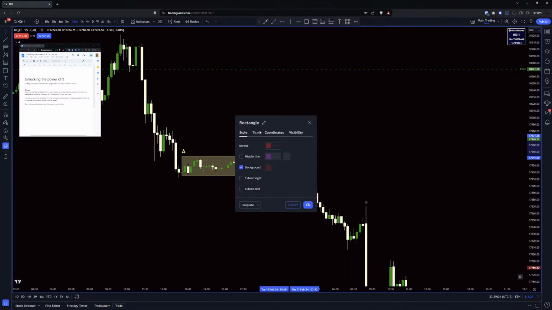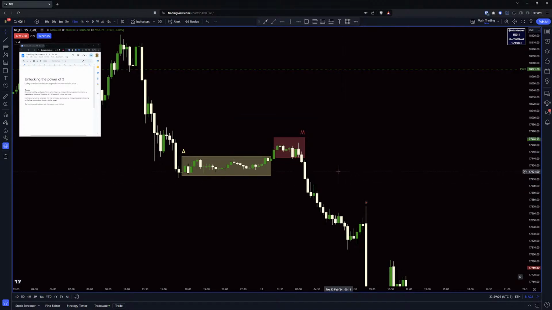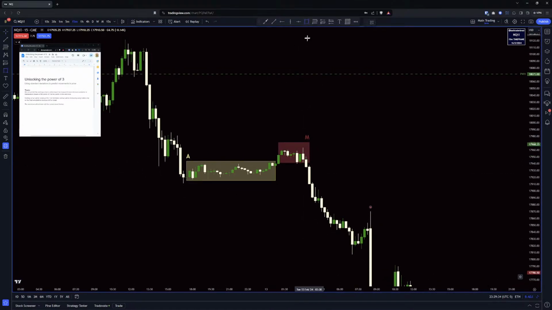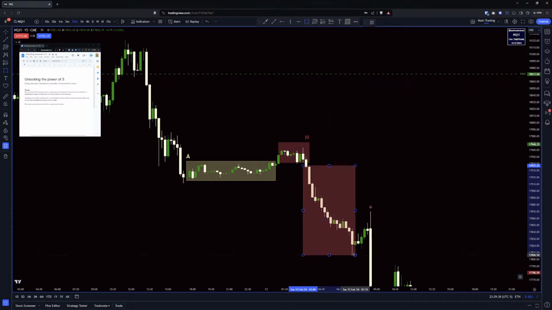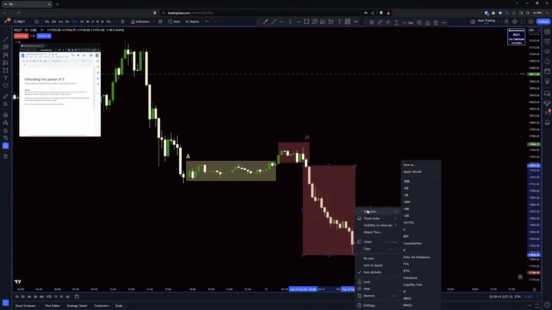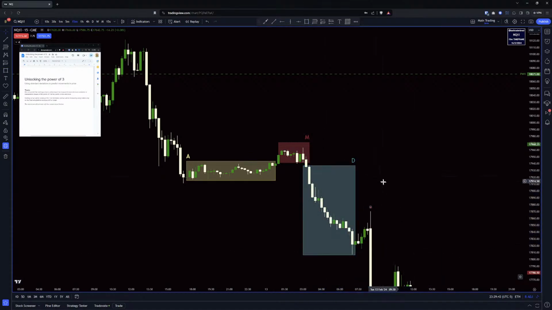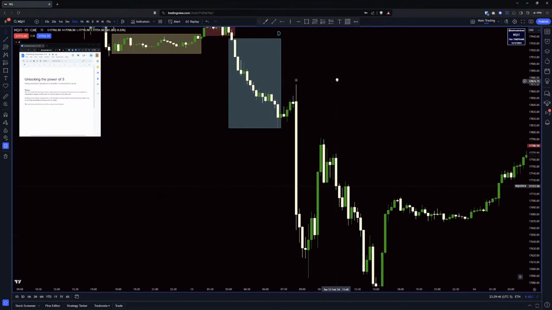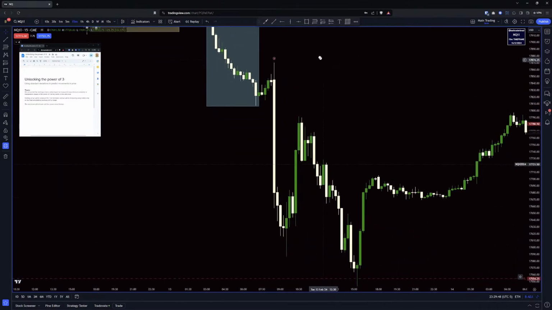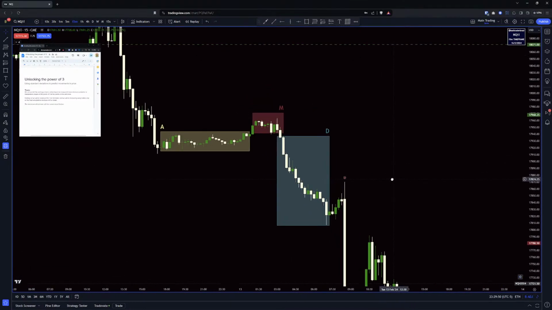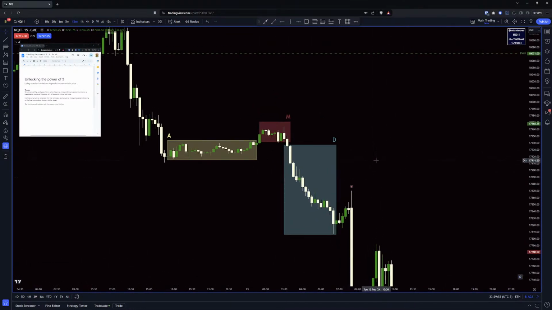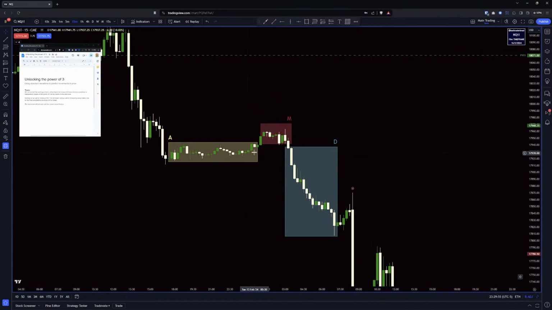Accumulation, manipulation. I don't know why I put that on the bottom, but. And then we have this distribution here, and this is where it gets a little weird. You really need to probably wait for news to happen. So actually, I got this wrong.